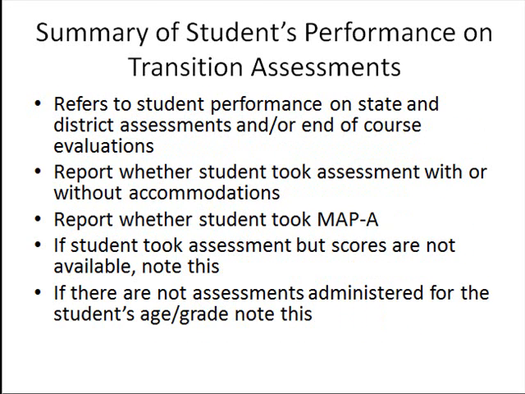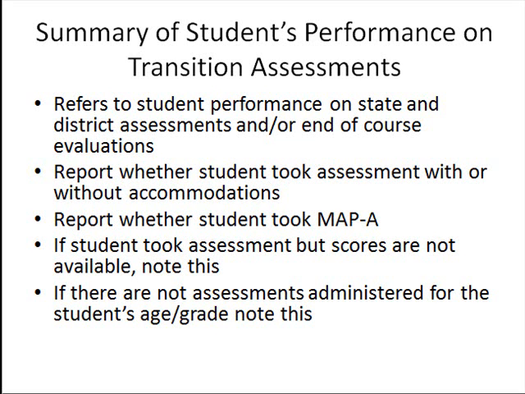All right, then the final section is a summary of the student's performance on transition assessments. Transition assessments means MAP testing, any other kind of state and district testing that the whole school participates in, or in the case of high school, the end of course evaluations that are given. You're going to report on the assessments that were given, whether the student took the assessment with or without accommodations. There's an accommodation page at the back of the IEP that talks about what accommodations the student will be given for state and district-wide testing. So you don't need to list the accommodations, you just need to say whether the student took the assessment with or without accommodations. You also report whether the student took MAP-A.